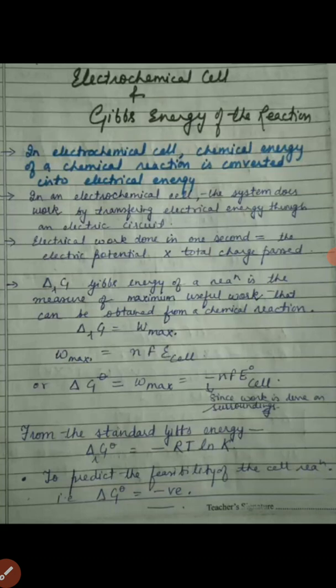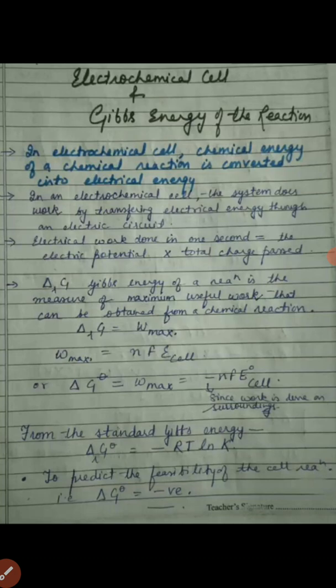Students, Gibbs energy is also known to you. It is the maximum useful work done in a process. And here, since we are studying chemical reactions, it will be the maximum useful work that can be obtained from a chemical reaction. In an electrochemical cell, the system does the work by transferring electrical energy through an electric circuit.